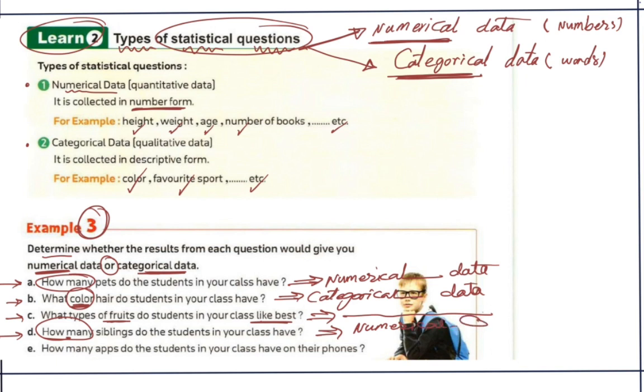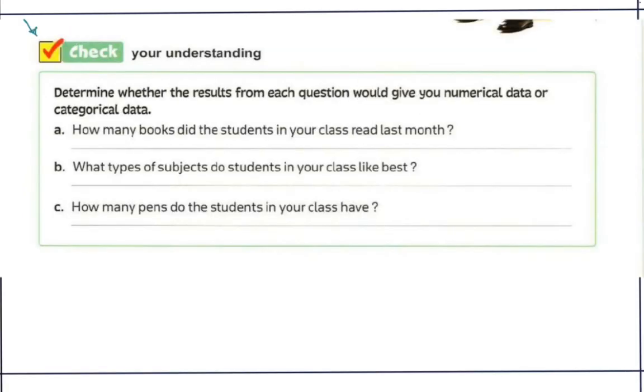It's numerical data. Last point, how many apps do the students in your class have on their phone? Maybe 2 apps, 5 apps, 10 apps, and so on. It's numerical data. I think the idea is clear now. Go to next, your understanding.